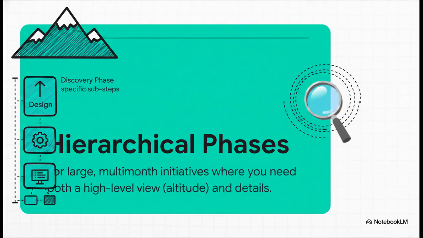And the third one in our toolkit is hierarchical phases. This is your go-to for those giant multi-month projects where you need to see both the 30,000-foot view and all the little details on the ground. Like a major software rollout. You'd have a big discovery phase, then a design phase, then an implementation phase, and each of those would have its own little checklist of tasks inside it.